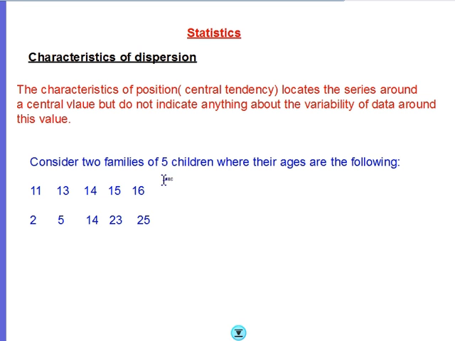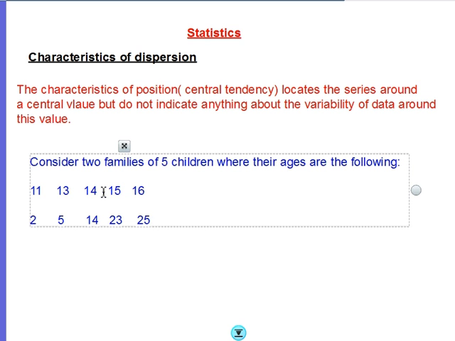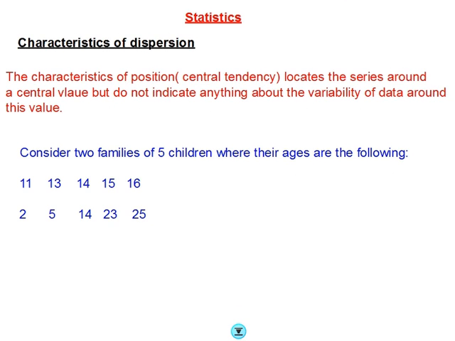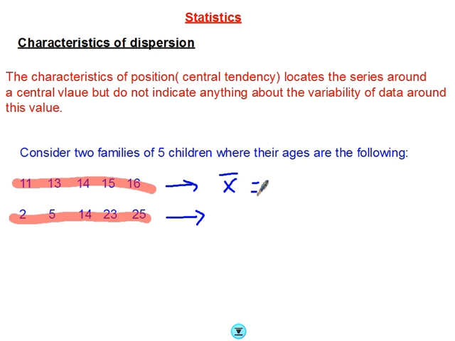So here we have two families of 5 children where their ages are the following. This is the first family here, and this is the second family down. Okay, so these are their ages. If you find the mean of each family, if I find the mean here, x bar, you know how to find the mean. You add them up and you divide by their number.